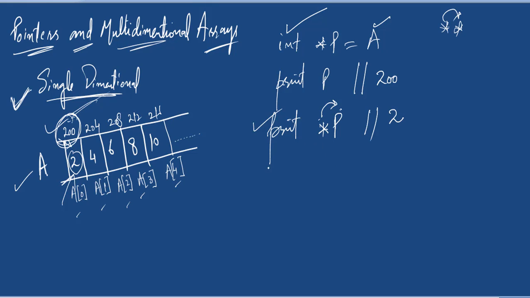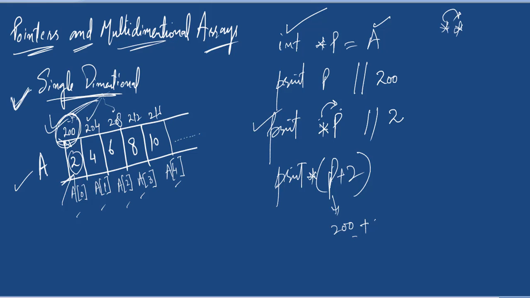Now if I write print p plus 2, and I dereference it, I will write star. p is the address of the first element, that is 200, so it gives 200 plus 2. What does this 2 mean? It doesn't mean 200 plus 2, that is 202. No. It means you have to move 2 more elements after this.